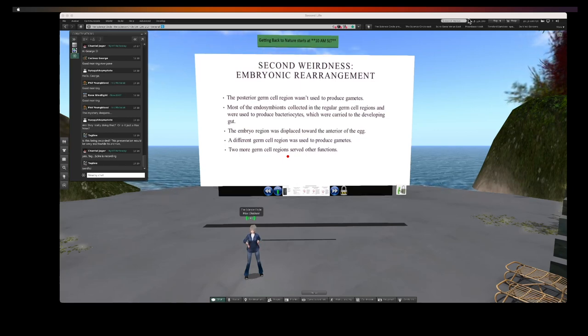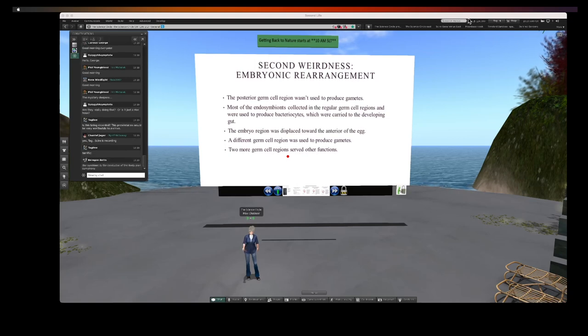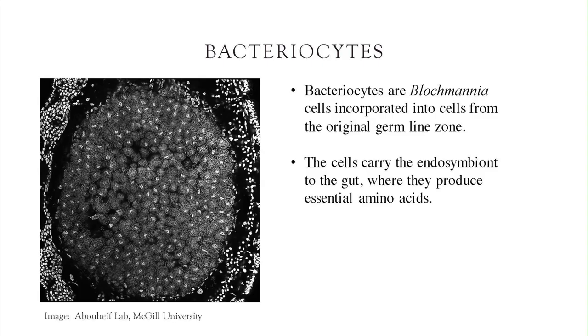The embryo region, the part of the early embryo that became the embryo, was displaced toward the anterior end of the egg. And three more germ cell regions are produced in these ants. These aren't found in most other insects. So we've got weird Hox genes and we've got weird germ cell genes.